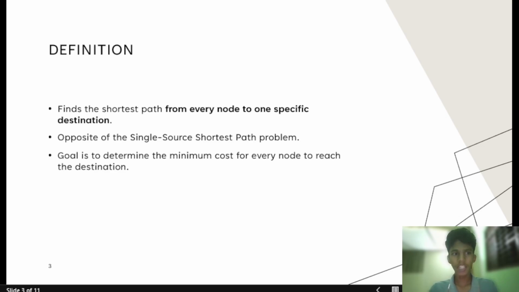For example, imagine a city with one hospital. Every road or intersection needs to know the fastest way to reach the hospital. Instead of calculating routes from the hospital outwards, we calculate how every location can reach the hospital in the shortest possible time. This makes the single destination approach very useful in many real world situations.